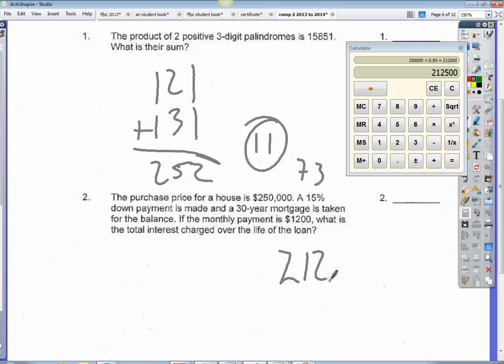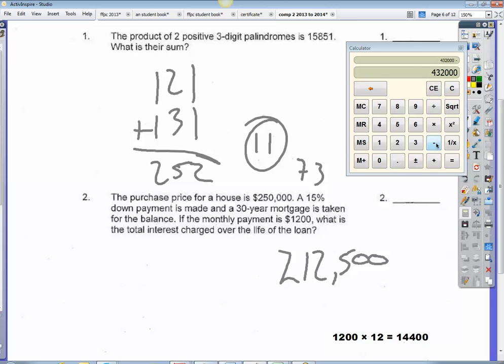200. Okay, and so now that's how much is left to pay off. Now for 30 years I'm paying $1,200 a month. So $1,200 times 12 months. So that's how much you're going to pay for 1 year, right? But there are 30 years. So that's how much I've paid in total.